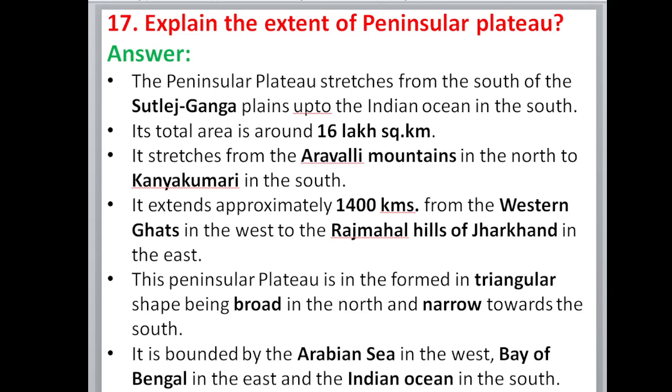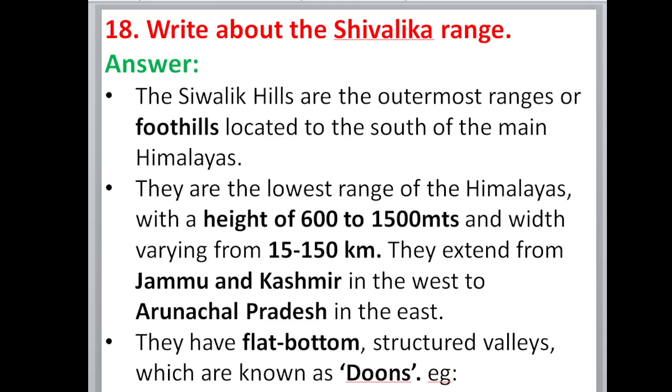It extends approximately 1400 kilometers from Western Ghats in the west to Rajmahal Hills of Jharkhand in the east. This peninsular plateau is formed in a triangular shape, being broad in the north and narrow towards the south, and it is bounded by the Arabian Sea in the west, Bay of Bengal in the east, and the Indian Ocean in the south. Now move to the next one.